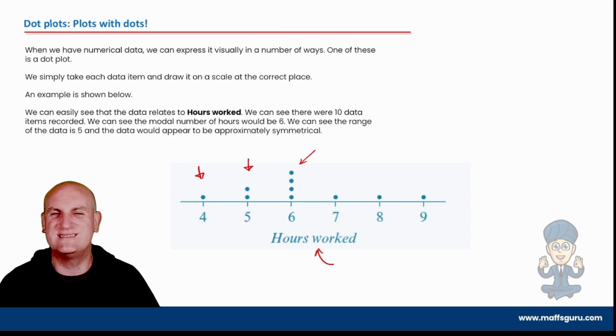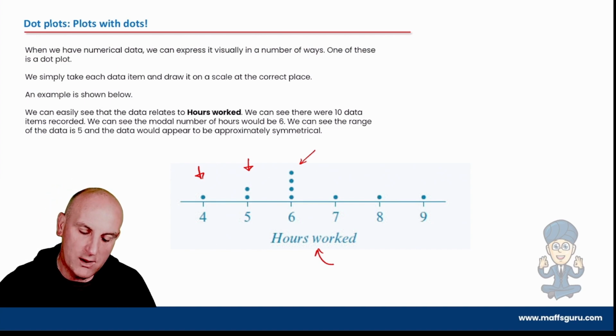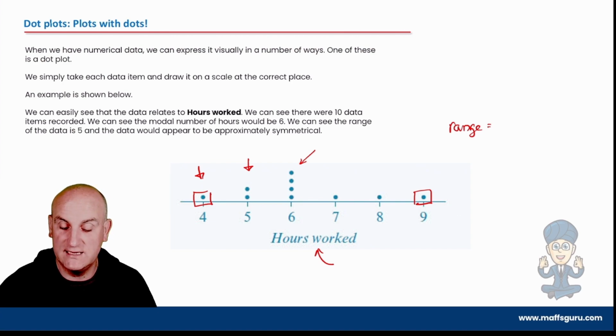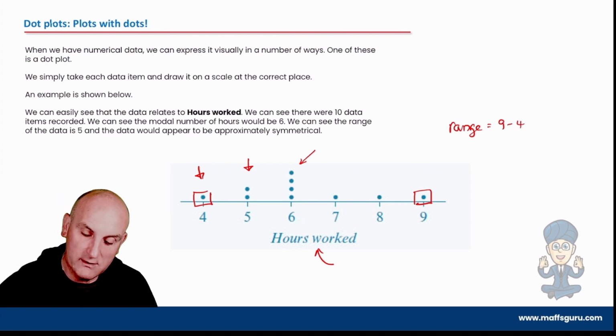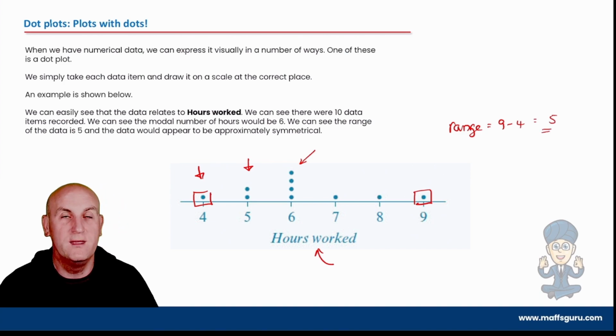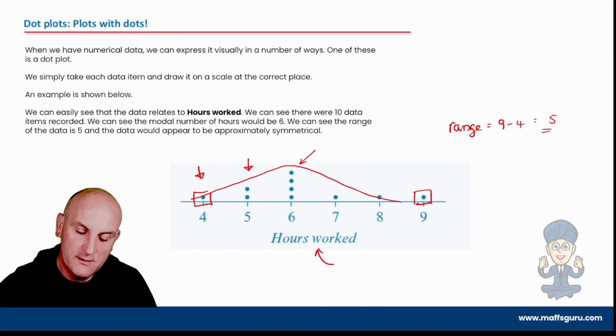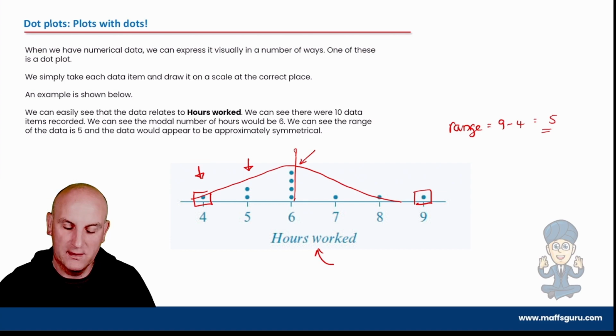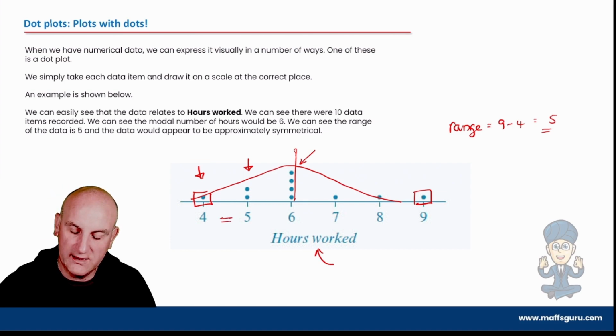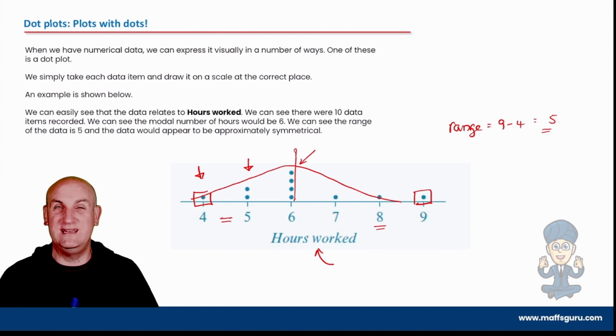So it's great here. I can see the range of my data. Right? My lowest data item is 4. My highest data item there is 9, so I'd say 9 minus 4 would give me 5, all right? So I can see that the range of my data is 5. Is it skewed? No, all right? Again, if I was to draw this, I would say it is approximately symmetrical. Why? Because I'm obviously centered around 6. I've got 3 data items on this side, 3 data items on that side.